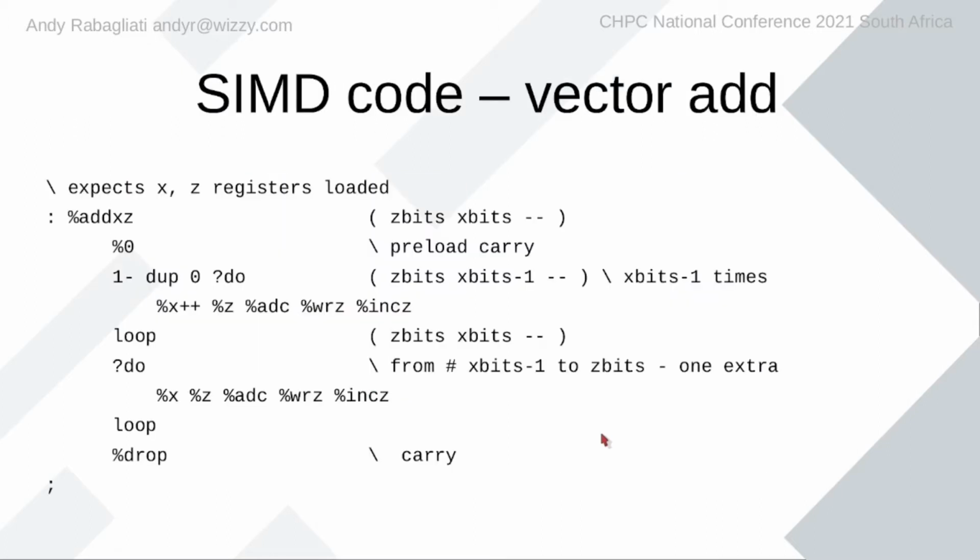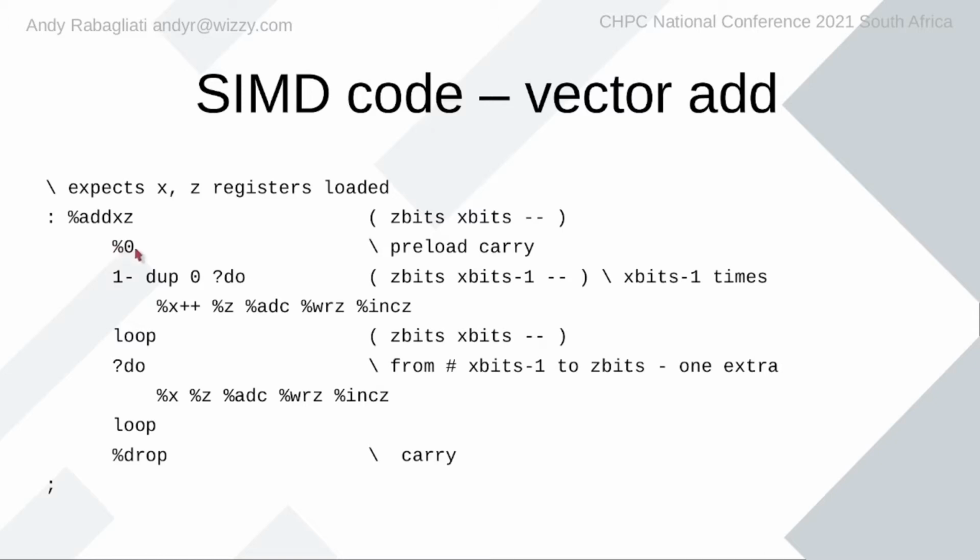This here is the code that is going to be executed on this machine. This is written in Forth. This is a Forth processor. It's a stack-oriented language, and where you see percents in the code, the percent is by and large a SIMD instruction. So here we're defining an add instruction which will add the X and Z operands, and we specify the number of bits for each of them.